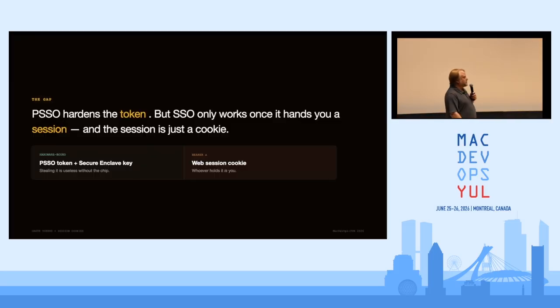All right, so PSSO hardens the token, but SSO only works if it kind of hands you a session, right? For most users, all they really care about is, can I get into Salesforce? Can I get into Atlassian? Can I get into my apps and my resources in the browser? And that's where PSSO has to hand off and generate effectively a session, and you'll end up, in most cases, not 100%, but in most cases, with a session cookie living in the browser. And that's where things kind of go sideways.